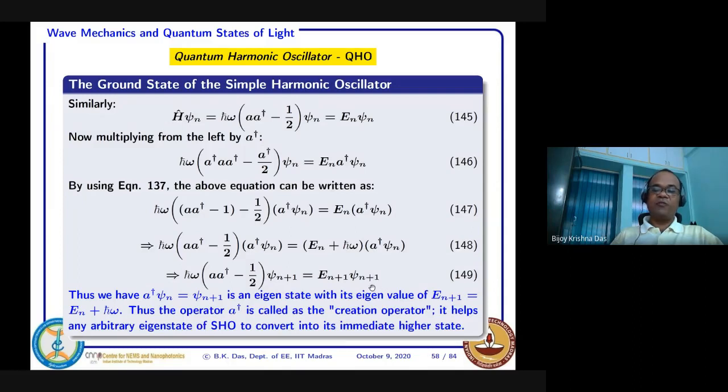So it is straightforward. Here we are defining A dagger ψn as ψ(n+1). That means if you operate A dagger on any eigenstate, you get immediately the upper eigenstate. So this is a very useful operator. You have expressed A dagger in terms of simple linear x and p operators, the position operator and the momentum operator, and you don't have to solve the second-order differential equation given by the Hamiltonian in the original Schrödinger wave equation. You just use first-order differentiation and you can get all these things.